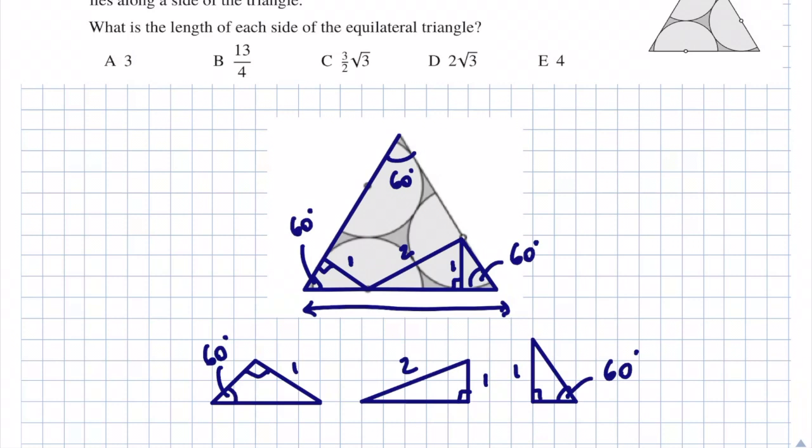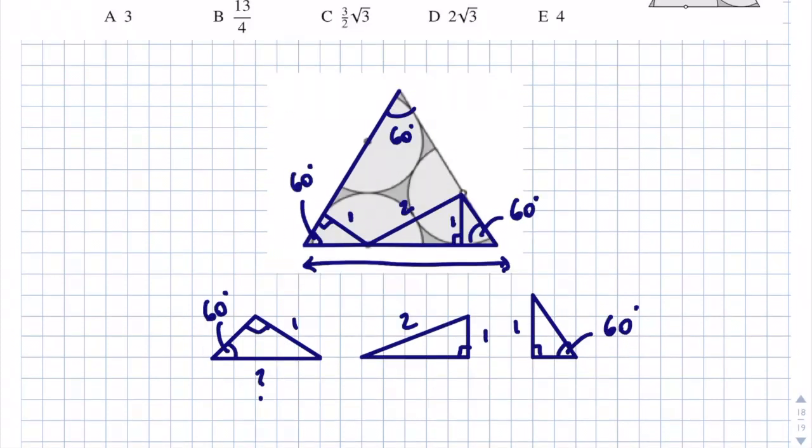The question says that we need to find the length of each side of the equilateral triangle. Well, you should be able to see that this side length here, this side length here, and this side length here, if we add those side lengths together, it's going to give us the total side length for this equilateral triangle, because the base of this equilateral triangle is made up of these 3 triangles. And we can work those out using trigonometry and Pythagoras' theorem.